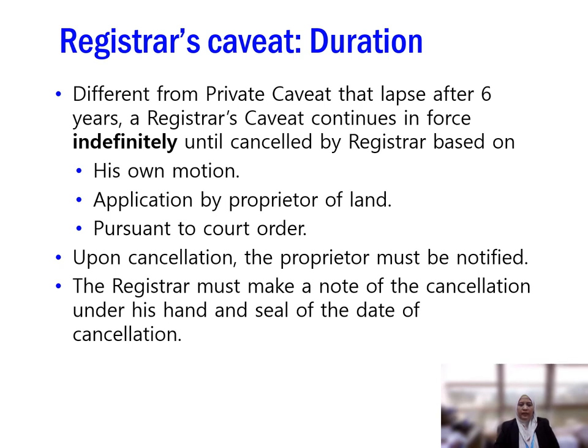Now, what about the duration of the registrar's caveat? It says that, different from private caveat that lapses after 6 years, registrar's caveat continues in force indefinitely until cancelled by the registrar based on his own motion, application by proprietor of the land or pursuant to a court order. So these are the three situations whereby the registrar's caveat will end. When the registrar feels he wants to end it, based on his own motion; application by the proprietor of the land who now is facing maybe difficulty due to the registrar's caveat; and finally pursuant to a court order. Maybe the proprietor successfully obtains a court order to remove the registrar's caveat. And upon cancellation, the proprietor must be notified. The registrar must make a note of the cancellation under his hand and seal. Under his hand and seal means by his signature and his stamp of the date of cancellation.